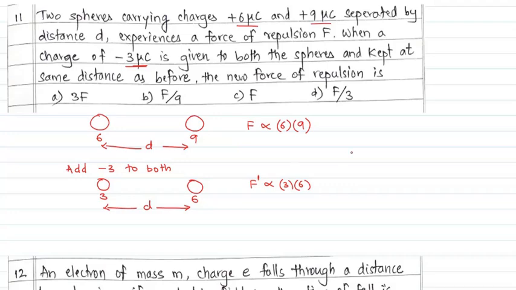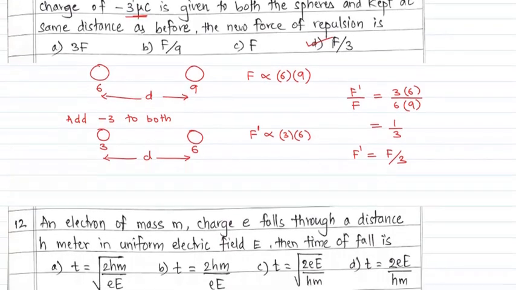Now take the ratio or divide, you will have F dash by F is equal to 3 into 6 divided by 6 into 9. So if you simplify, you will have 1 by 3, cross multiply, you will have F dash is equal to F by 3. F dash is equal to F by 3. So option D is the answer.